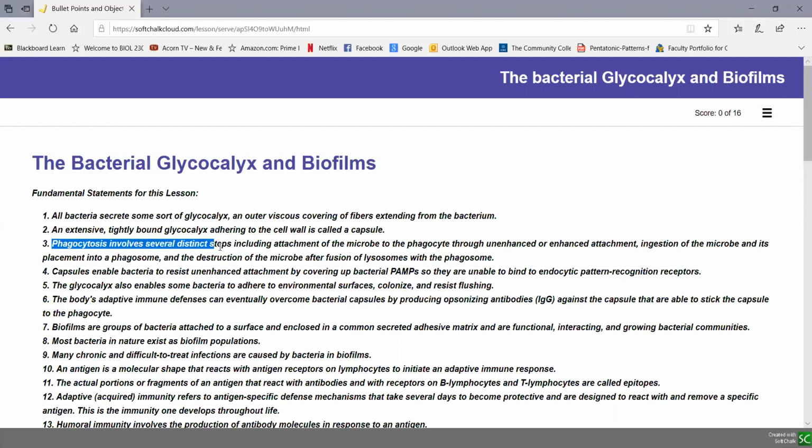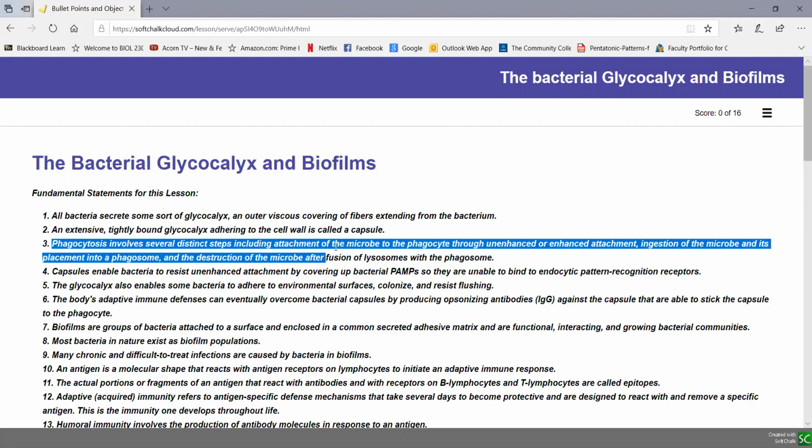Phagocytosis involves several distinct steps, including the attachment of microbes to the phagocyte through unenhanced or enhanced attachment, followed by ingestion of the microbe, its placement into a phagosome, and the destruction of microbes after fusion of the lysosomes with the phagosome.